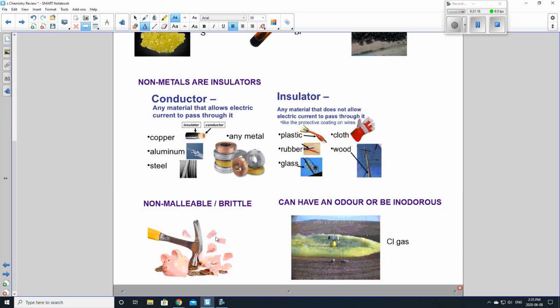Lastly, we know that nonmetals are usually non-malleable. Another word for non-malleable is brittle, because it breaks apart really easily if you hammer it. So nonmetals like ceramics, plates and stuff like that, those are typical examples of nonmetals. Those are non-malleable.